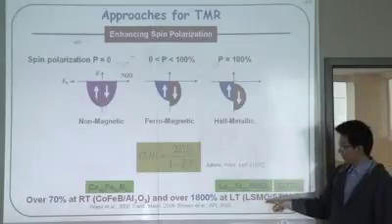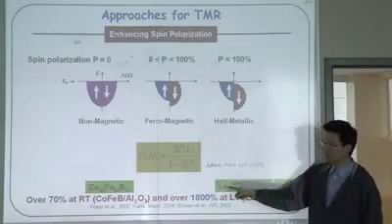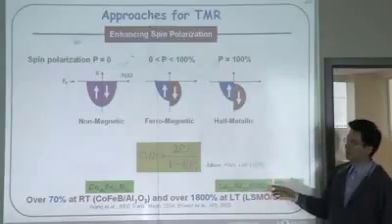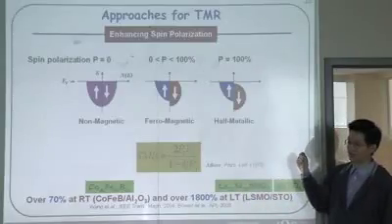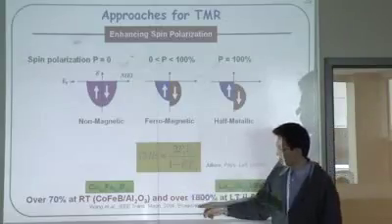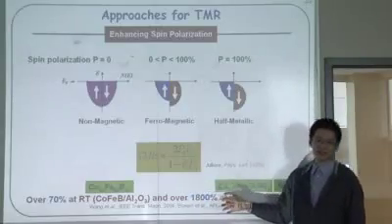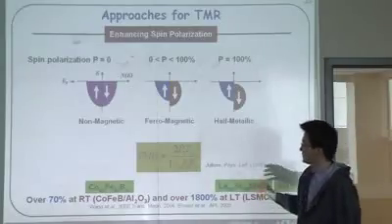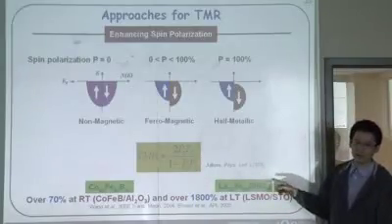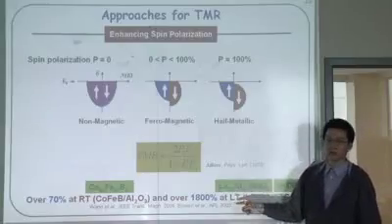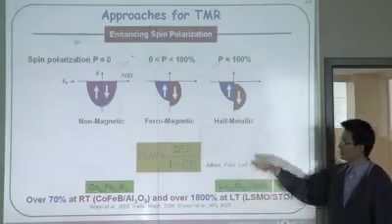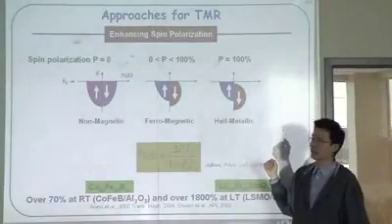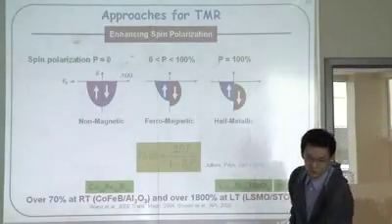Now, this LSMO stands for strontium-doped lanthanum manganite. This is a half metal, and its spin polarization is almost 100%. That is why the TMR value is so large. It's not infinite, but it's extremely large. But the performance of such a system is limited to low temperature only. Because normally half metallicity will decrease very fast with the enhancing of temperature. They do not work at room temperature.